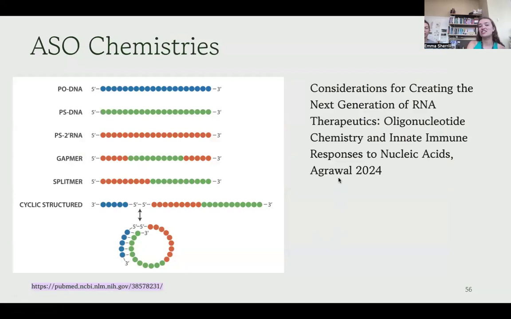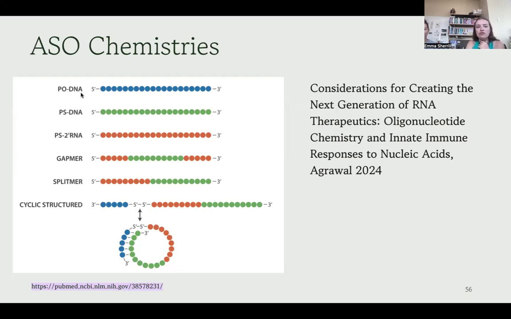In addition, there's a newer paper that came out last year by Siddhar Agarwal. I'm not sure if any of you have seen this or have had the chance to read it. I did put the link here in the slides. And this highlights additional types of ASO chemistries and where the next generation of RNA therapeutics is going. I thought this figure was helpful in giving a brief overview of some of the types of ASOs and the structures that we've seen in the past.